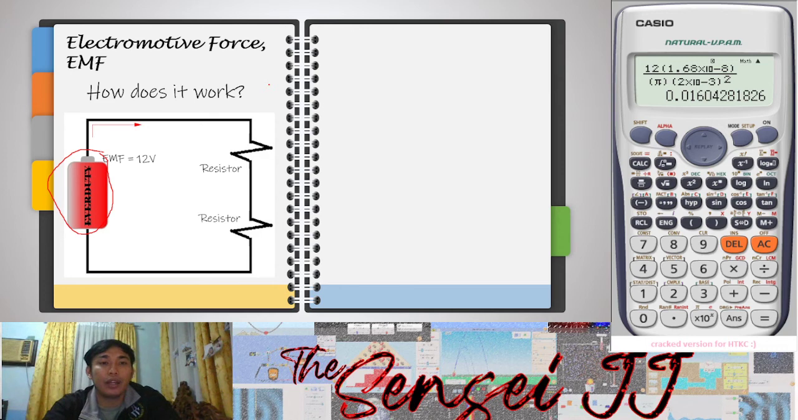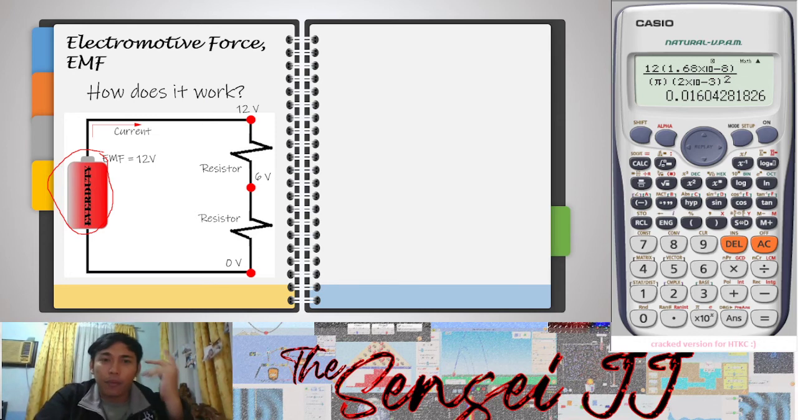We have here our current that flows from the positive side of our dry cell going on a loop to our negative side. So we have here the first end, and this is 12 volts. We have 6 volts at this point, and 0 volts at this point. So, sir, how does that happen?